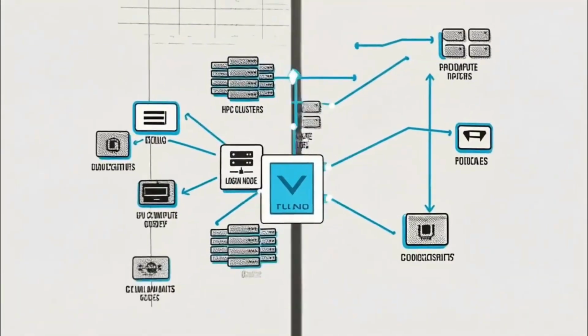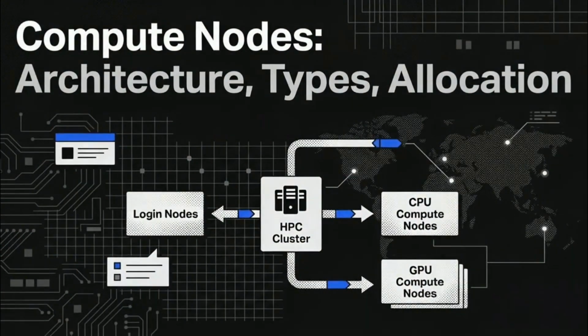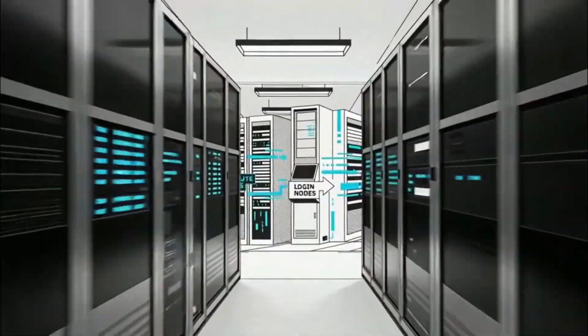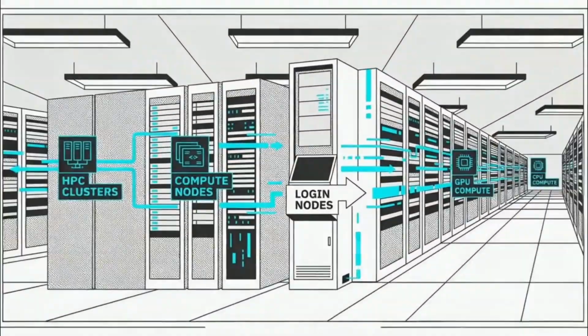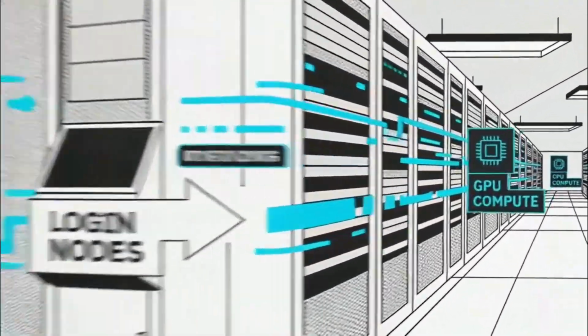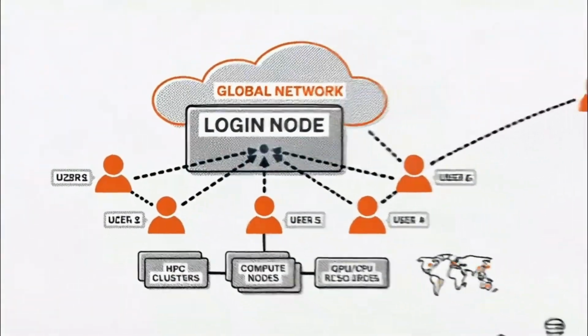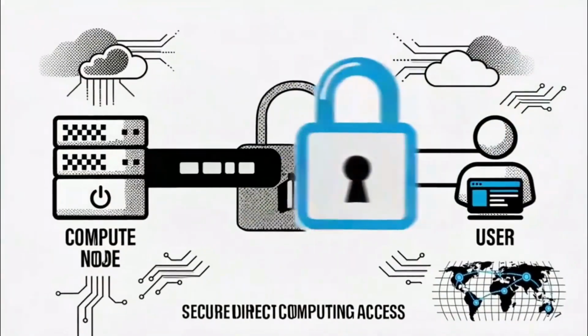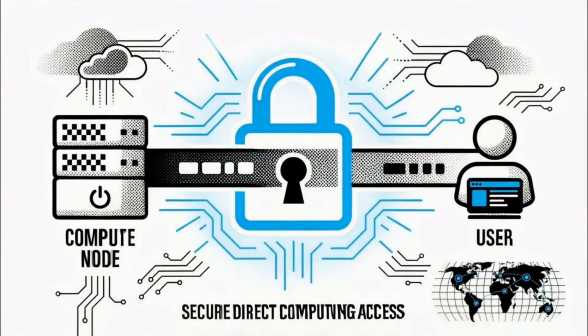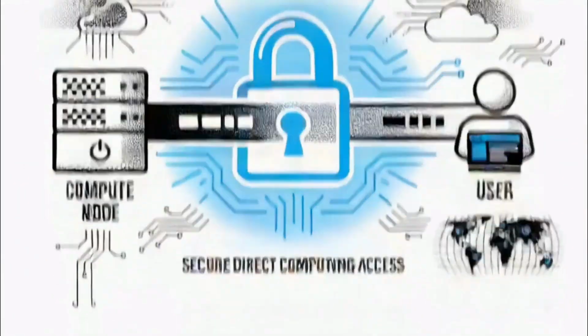Compute nodes: architecture, types, allocation. Compute nodes are where actual scientific and engineering computation happens. Unlike the login node, which is interactively shared by many users, a compute node is allocated exclusively to a specific job for the entire duration of that job's execution.